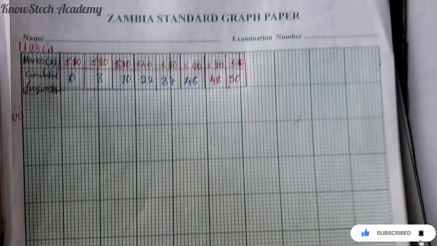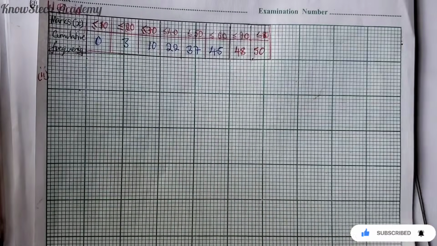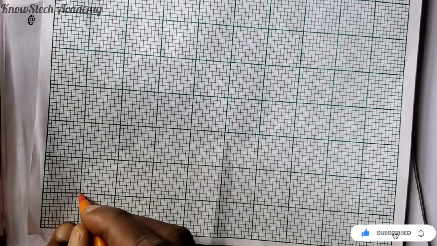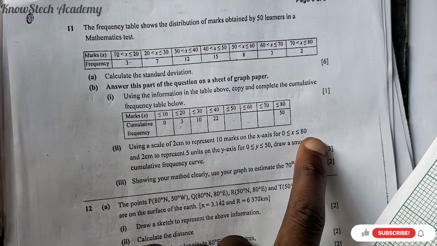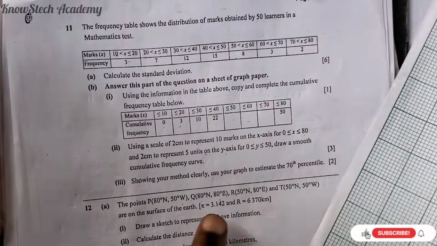Now, what I usually tell you, this is, by the way, the Zambia Standard Graph paper. Start from the second last corner here. Okay? Start from here. Now, when you start from here, in the x-axis, we are told that 2 centimeters represent 10 units. Then the range should be 0 to 80. So you need to have 8 boxes. So if here is 0, then here is 10, 20, 30, 40, 50, 60, 70, 80, because it is 2 centimeters to represent 10 marks.